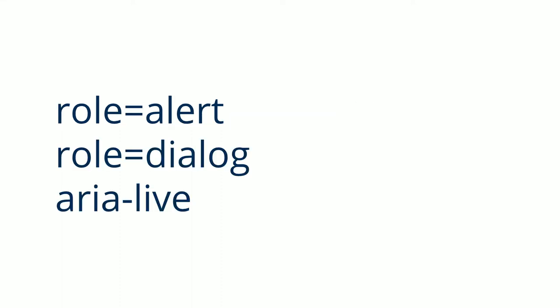Role equals alert, role equals dialogue, and ARIA live, these are all things that can interrupt the assistive technology, or pull focus away, or speak constantly and override what people are trying to do, so use them sparingly and carefully. And finally, ARIA label. Now this gets an honorable mention in this section because you'd think it would always be useful, right? How could it not be? You're labeling something with text. But if the ARIA label is not visible on the screen, or if it conflicts with something that's on the screen, you can really mess things up for speech input users or anyone who is both seeing and hearing the screen.